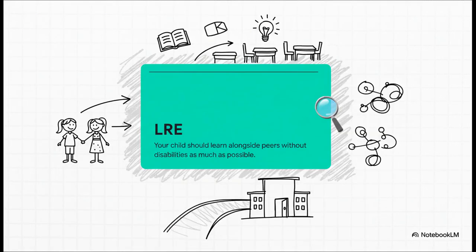This brings us to a huge concept, LRE, or the least restrictive environment. Basically, it's the principle of inclusion. It means that your child has a right to be in the classroom with their non-disabled peers as much as it is appropriate for them. The goal is always integration, not isolation.